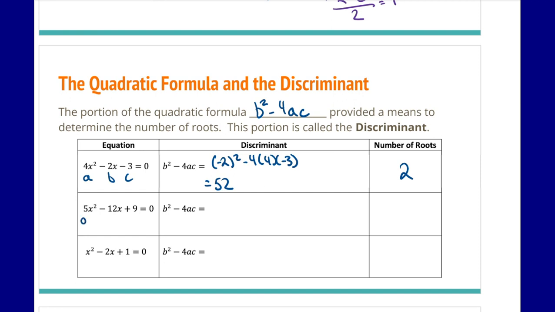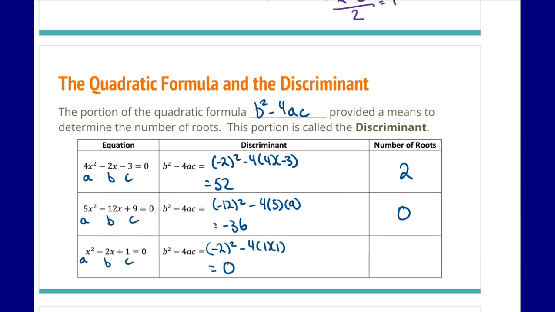In the second example, again looking at the a, b, and c, so negative 12 squared minus 4 times 5 times 9. This gave me negative 36, and I have 0 roots, or 0 x-intercepts. And for the last one, with my a, b, and c values, I had negative 2 squared minus 4 times 1 times 1, which gave me an answer of 0. And I had 1 x-intercept.